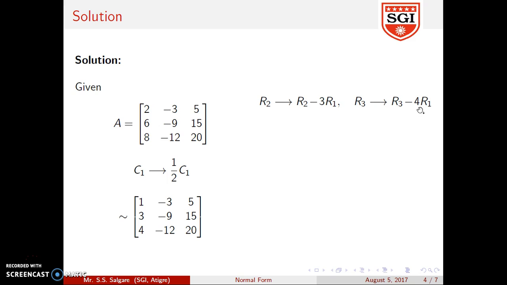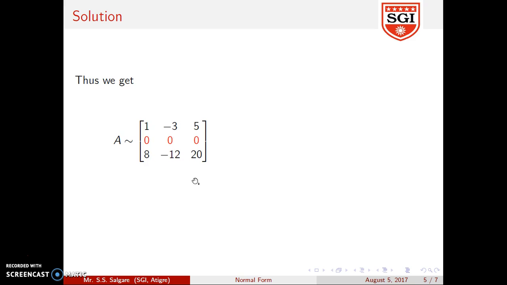We consider the transformations one by one. Suppose we first apply R2 minus 3R1. The second row is 3, minus 9, 15. Next consider 3R1, that means multiplying the first row by 3, then you get 3, minus 9, 15, and you take the subtraction of these two. The resultant row is identically 0, because R2 and 3R1 are identical. So you change R2 to a new row containing all elements 0, and you get a new matrix which is equivalent to A with the second row changed.